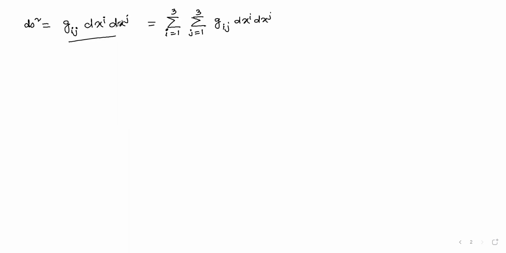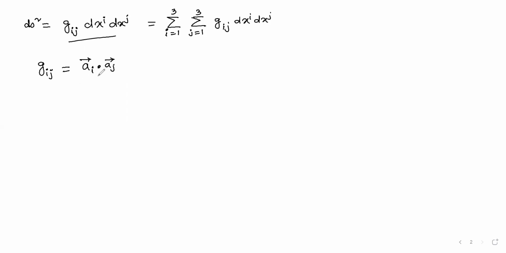Okay. So what is g here? g is actually gij. This is actually ai dot aj. This is the dot product of the basis vectors ai and aj. What is ai? ai is the basis vector along x1 axis. aj is the basis vector along x2 axis. Okay, so their dot product is gij.